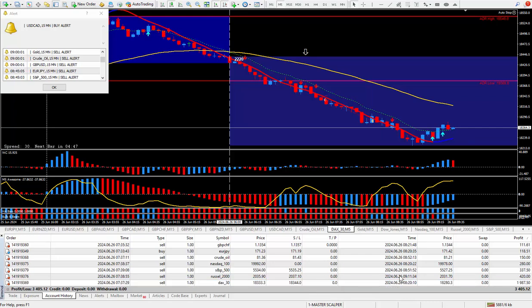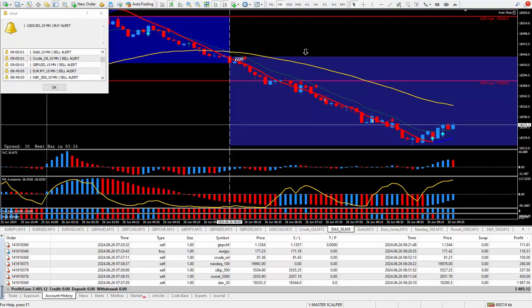Added up all the pips and the ticks. I knew that was going to be well over 200 just because of this DAX 30. So grand total of 696 pips and ticks, and that ended up paying out $3,405.